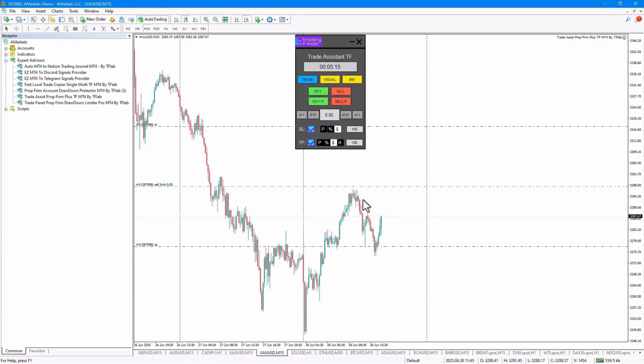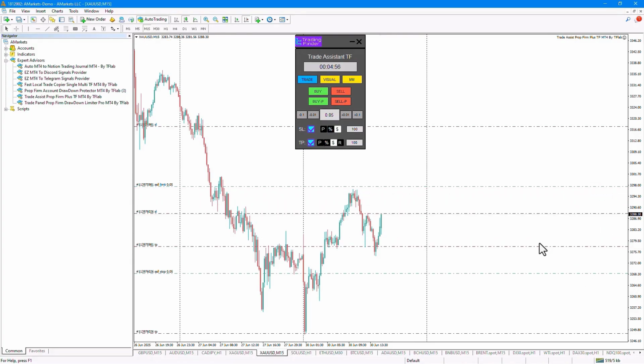buy stop. If our entry point is above the current price level and we set a pending sell order, the expert advisor will automatically recognize it as a sell limit. If our entry point is below the current price level and we set a pending sell order, the expert advisor will recognize it as a sell stop.